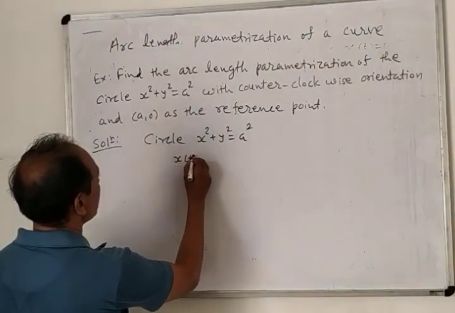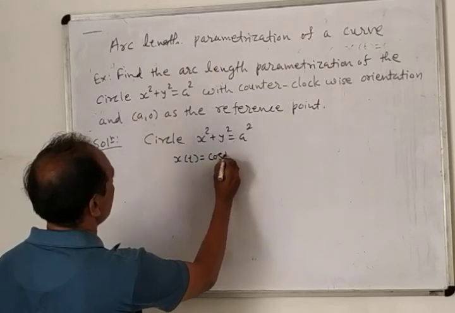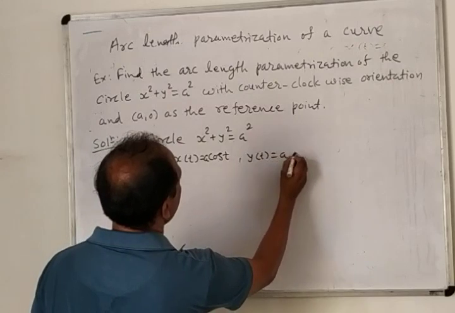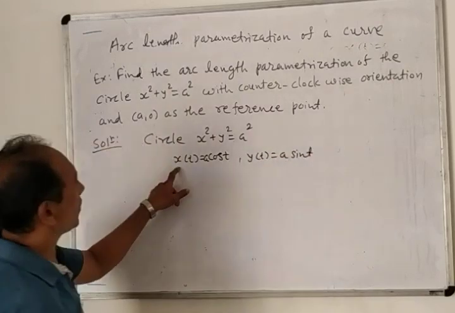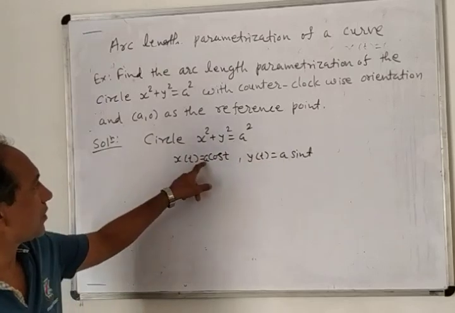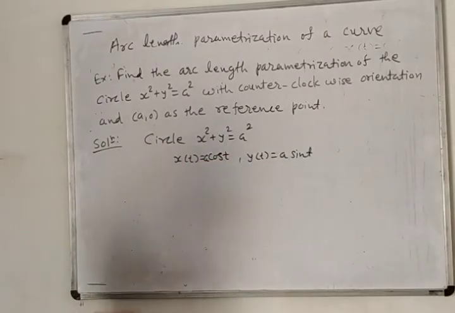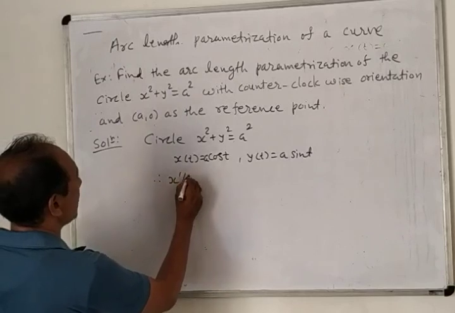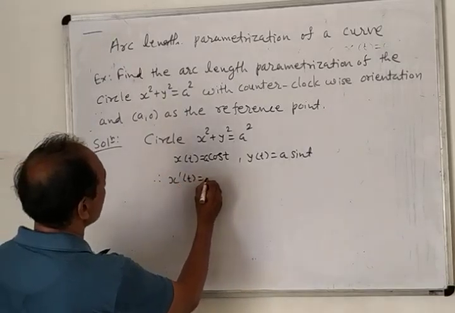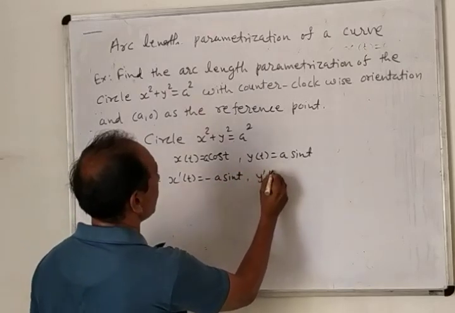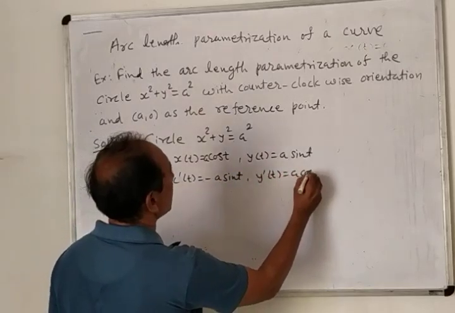The circle has the parametric equations written as x(t) equal to a cos t, and y(t) equal to a sin t, because the radius is a. If you put x and y here, then a square cos square plus a square sin square will become a square equal to a square. So these are the parametric equations. Now it's very simple. Therefore we will find the derivatives: x dash equal to minus a sin t and y dash equal to a cos t.